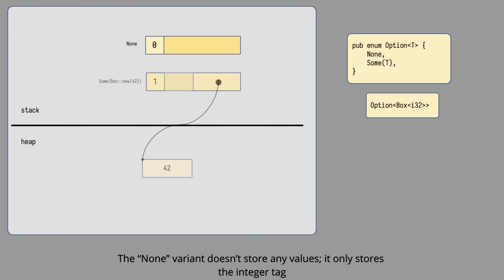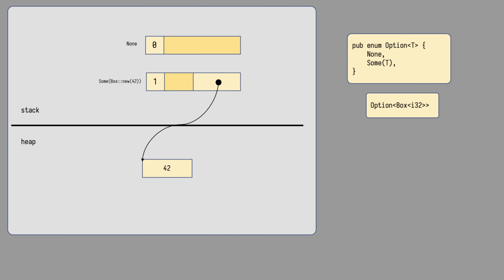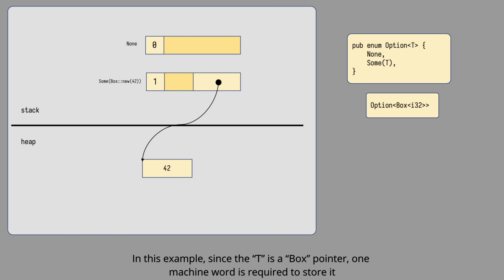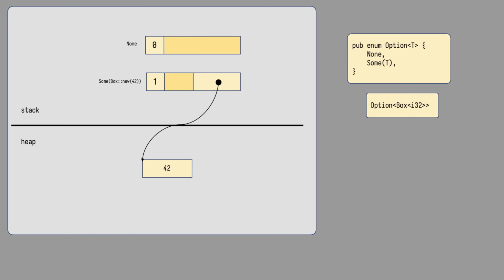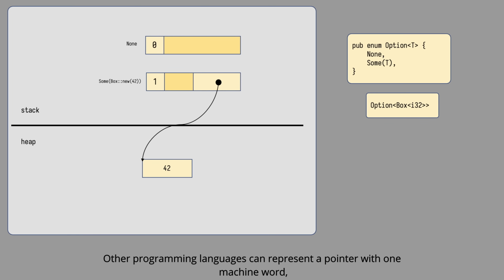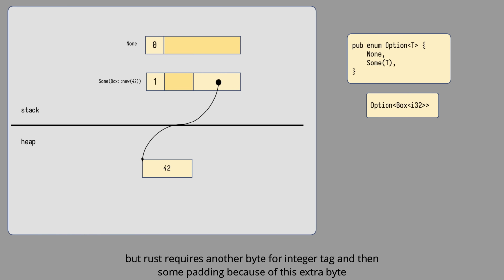The none variant doesn't store any values, it only stores the integer tag. The some variant stores actual data along with its integer tag. In this example, since the T is a box pointer, one machine word is required to store it. If you think about it, there is some memory wastage here. Other programming languages can represent a pointer with one machine word, but Rust requires another byte for the integer tag, and then some padding because of this extra byte.